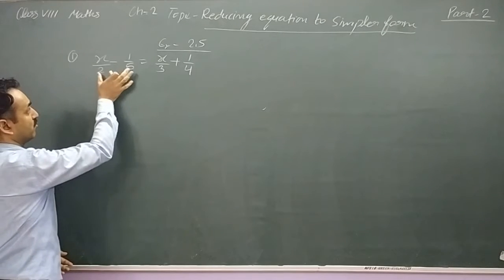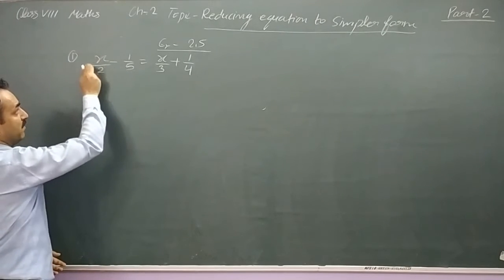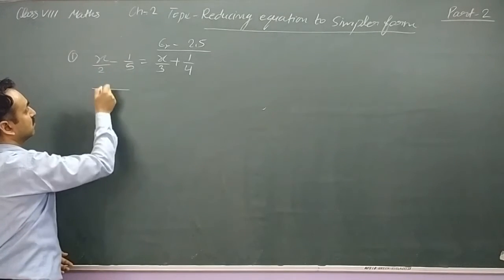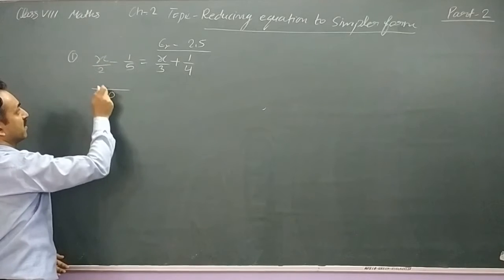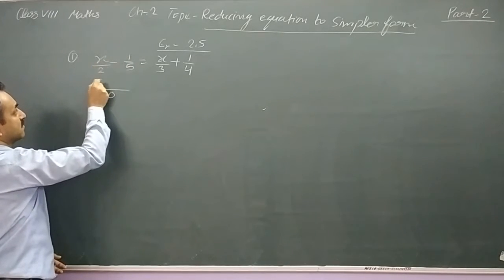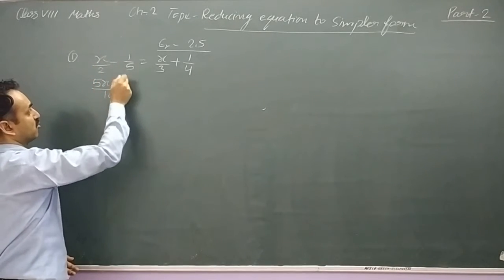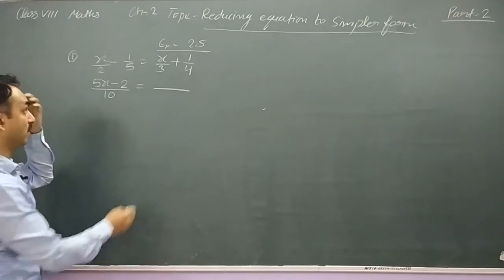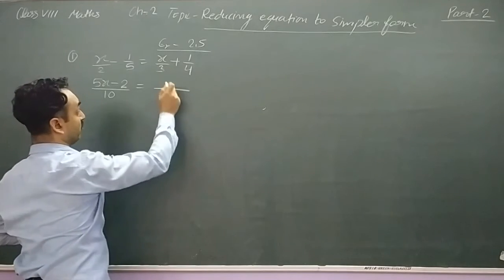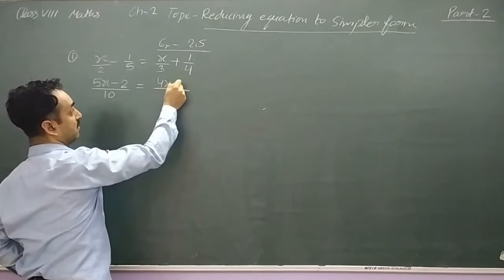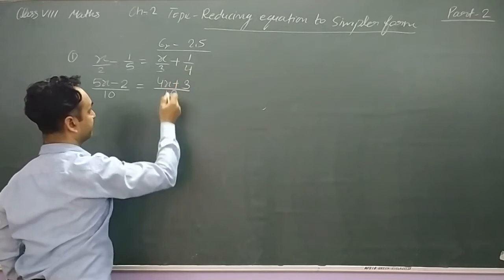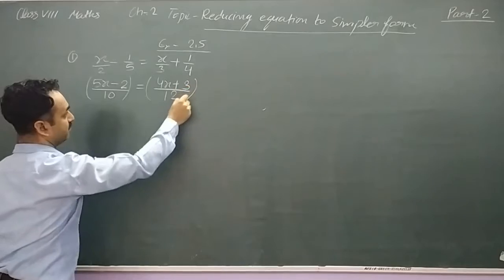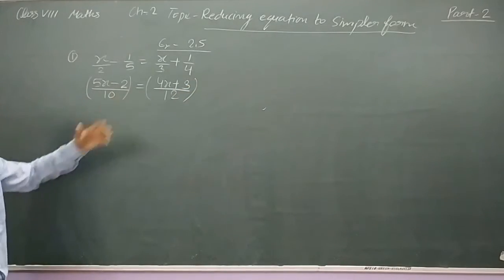So what is the LCM of 2 and 5? 10. So we multiply this equation by 10. So let's take LCM 10. 2 fives are 10. So 5x minus 5 twos are 10, so 2. Equals to, what is the LCM here? 12. 3 fours are 12. 4 into x is 4x plus 4 threes are 12. 3 ones are 3. So now you can see this equation is again in fraction form.